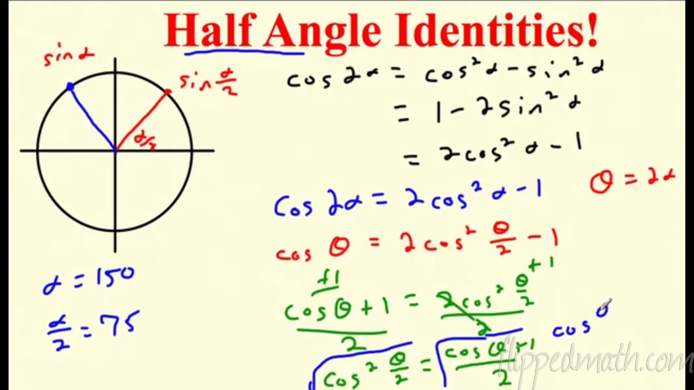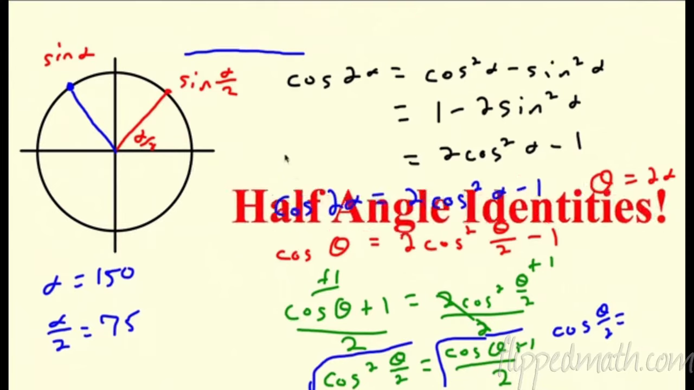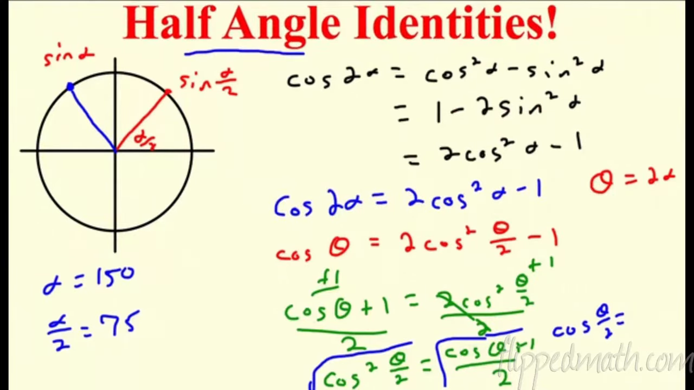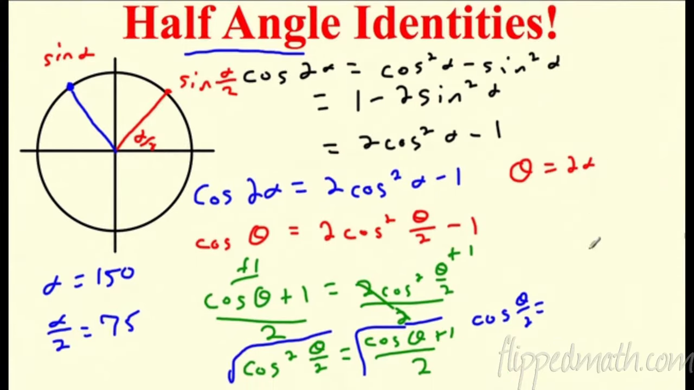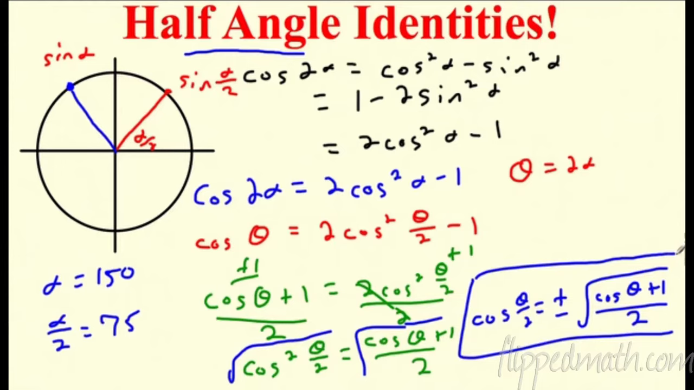This is cosine theta over 2 equals what? What happens when you introduce a square root? Remember, it becomes plus or minus. So it's plus or minus the square root of cosine theta plus 1 all divided by 2. So that is our half angle identity for cosine right there.